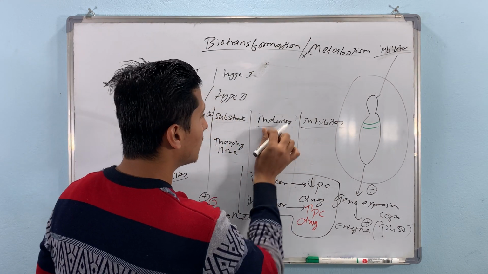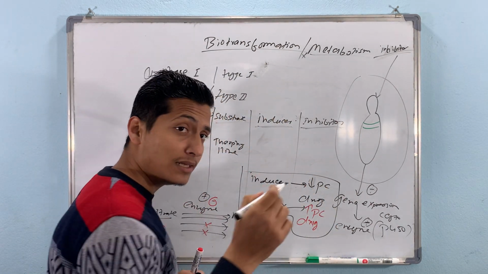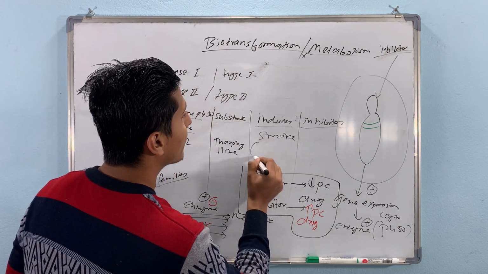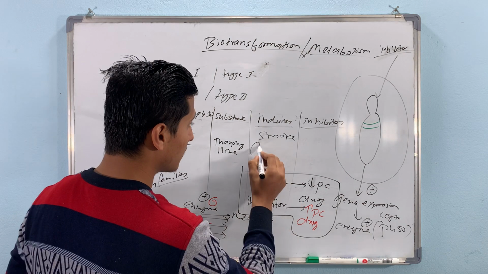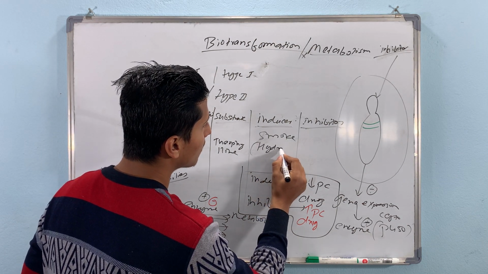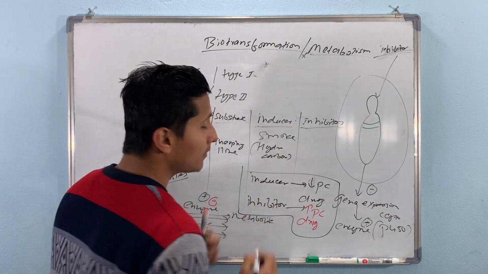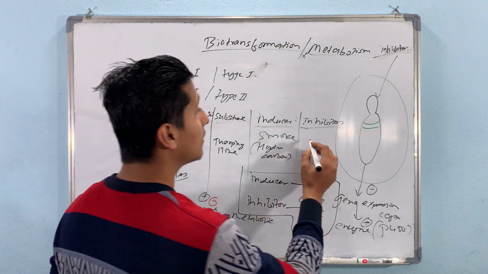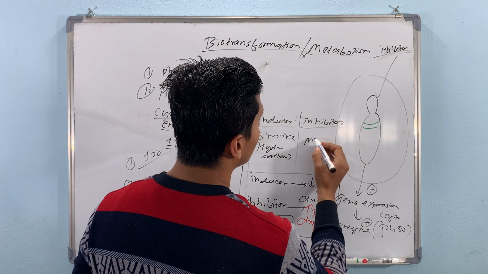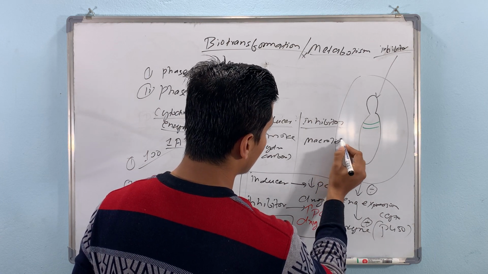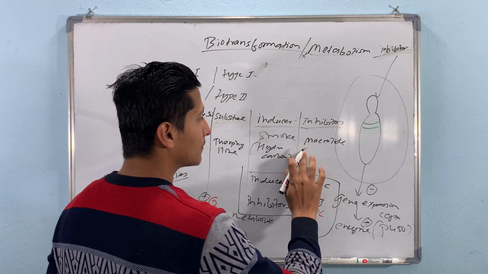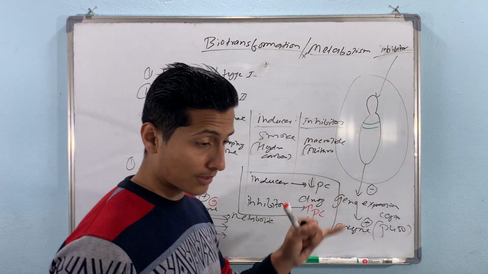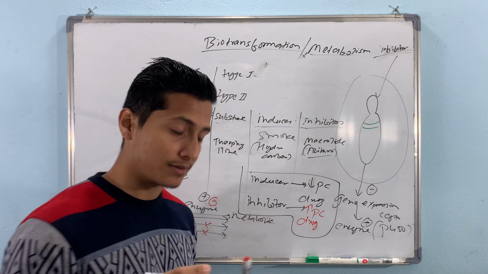Now let's take an example of an inducer, for example, cigarette smoke. Cigarette smoke basically contains hydrocarbons, and these hydrocarbons act as the inducer. Now let's talk about one inhibitor, that is macrolide. Let's take an example of a macrolide, that's azithromycin, for instance.